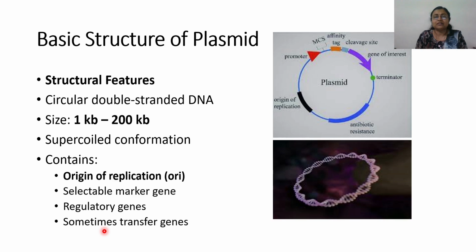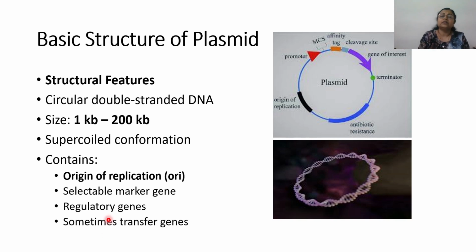Plasmids are circular, double-stranded DNA, and the size of a plasmid ranges from 1 kilobase up to 200 kilobases. Plasmids are mostly present in the supercoiled conformation. What is the meaning of supercoiled conformation? Here, the DNA gets twisted upon itself, and that is known as supercoiling. This supercoiling makes the plasmid most compact and allows it to fit easily inside the cell.